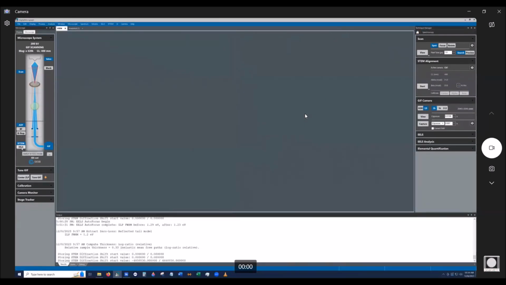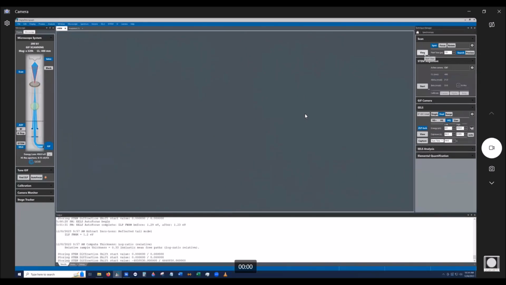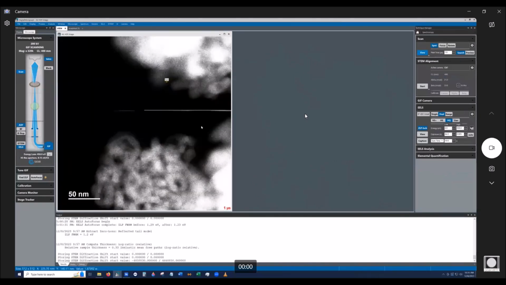Okay, we're going to put this into EELS mode. And I'm going to switch the scan input to GIF on the desktop. Click start. Okay, and there we go. So there's our scan. Let me go ahead here. We'll do auto gain.